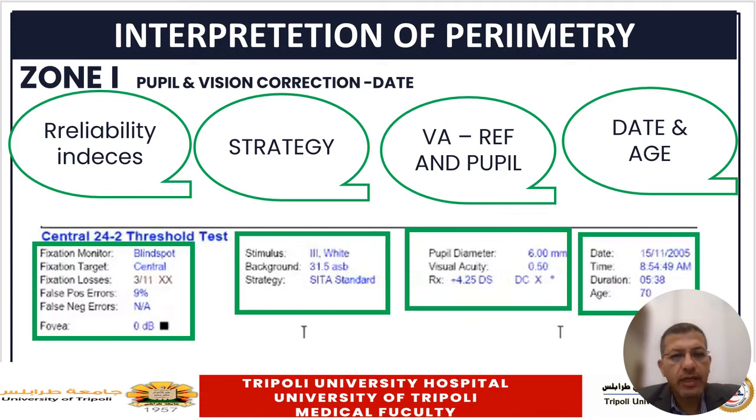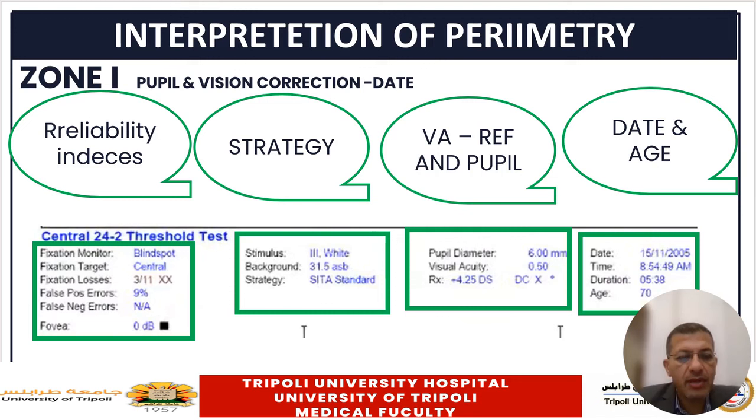This slide shows the initial information you will find at the top of the printout of the perimetry paper. You will find the demographic data of the patient, that is the date of birth and the age of the patient. And also you will find the visual acuity and the refraction of the patient, and if there is any addition of lenses in front of the patient or not, and the pupil size, which is very important.